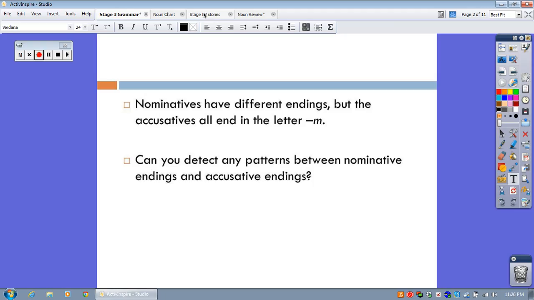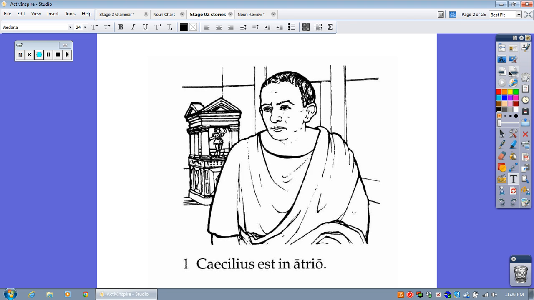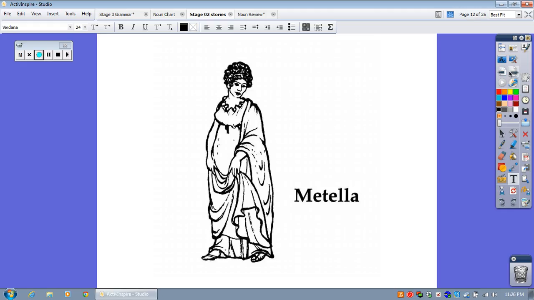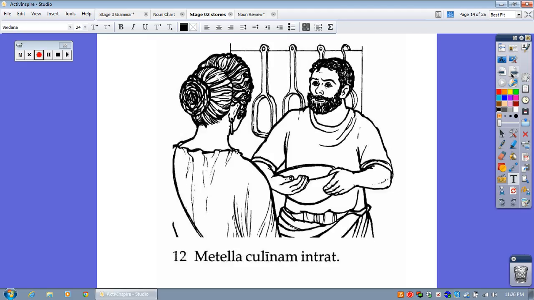So, let's take a look at some Latin sentences. These come from stage 2, and we looked at some of them last time. We're going to start where it says Metella. And I just want you to focus on the nouns to see if you can figure out any patterns in the way that the nouns change from nominative to accusative. So check out this one. Coquus est in culina. So the cook is in the kitchen. Metella culinam intrat. Metella enters the kitchen.